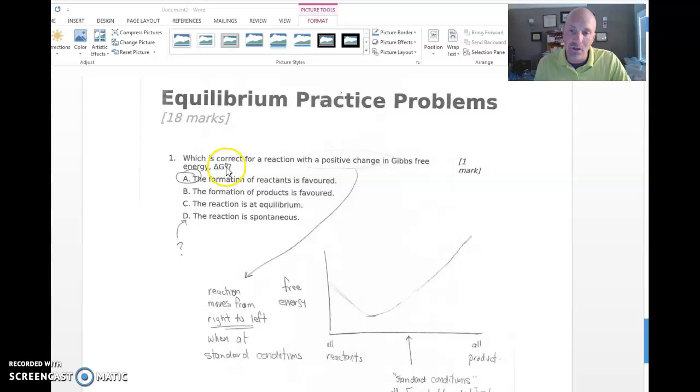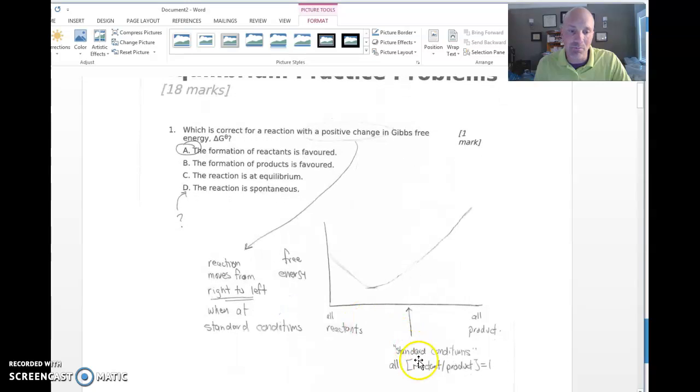All right, so remember, if you had a positive change for delta G at the standard state, remember what that would mean. Positive changes indicate that the reverse reaction is favorable. And also remember what it means to be at standard conditions. That means that all of the reactants and products have a concentration of 1 molar. All right, so that should have a capital M after it.